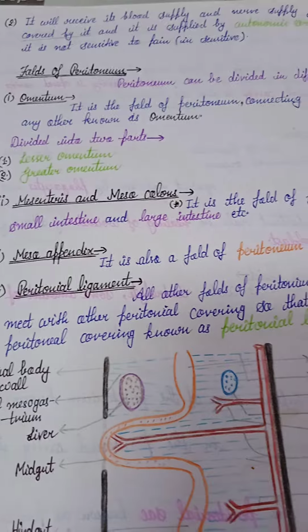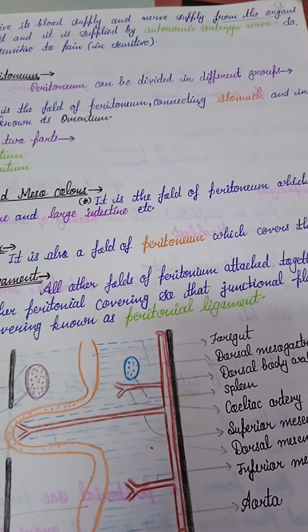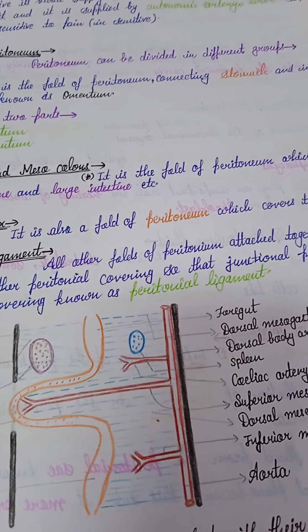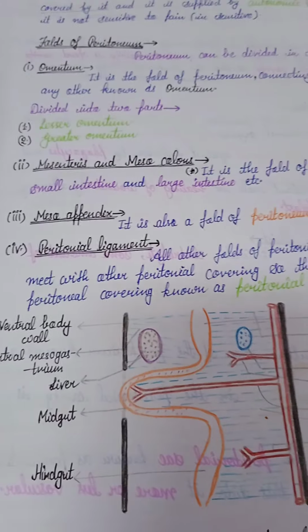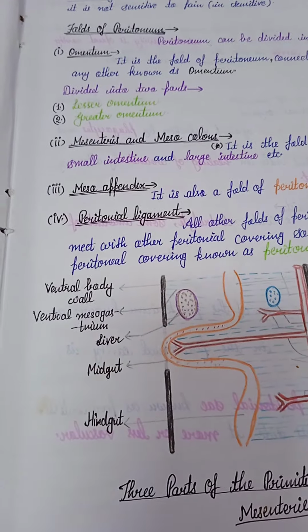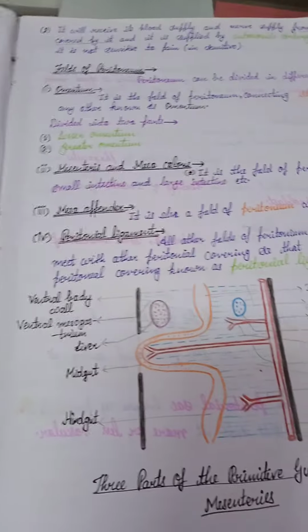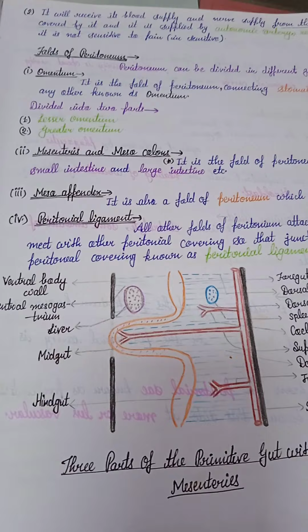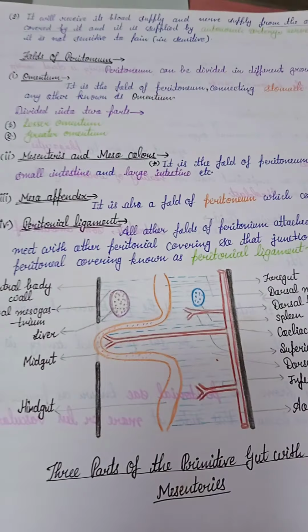Folds of peritoneum. The peritoneum can be divided into different groups. Omentum is the fold of peritoneum connecting the stomach to other organs, divided into two parts, lesser and greater omentum. Second one is mesentery and mesocolon. It is the fold of peritoneum which covers the small intestine and large intestine.